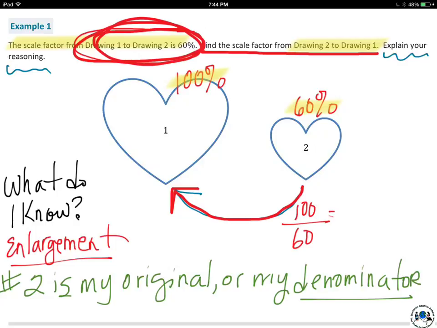Well, as you can see right there, we are going from 2 to 1. Therefore, we have our 60% as our denominator, because we are actually doing a new scale factor. And again, the original value always goes to the bottom. And then we have our 100% on top because that is where we are going to.